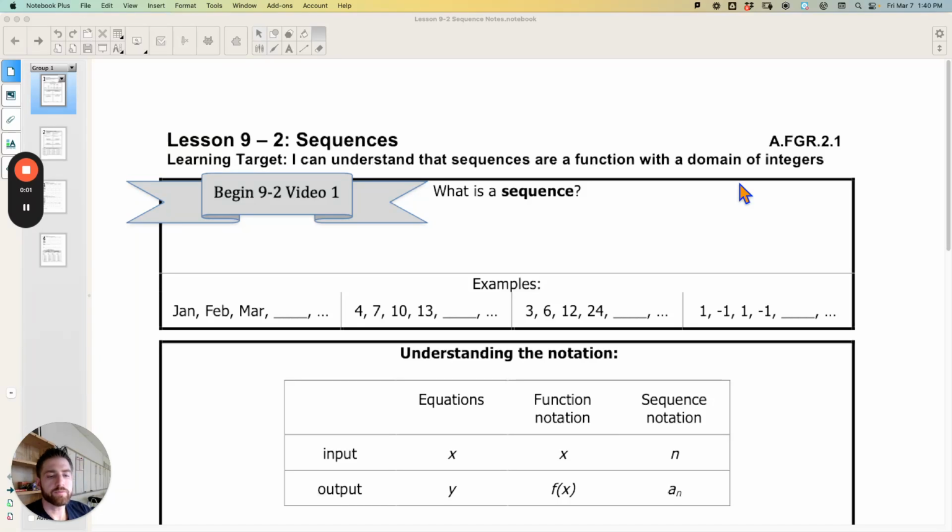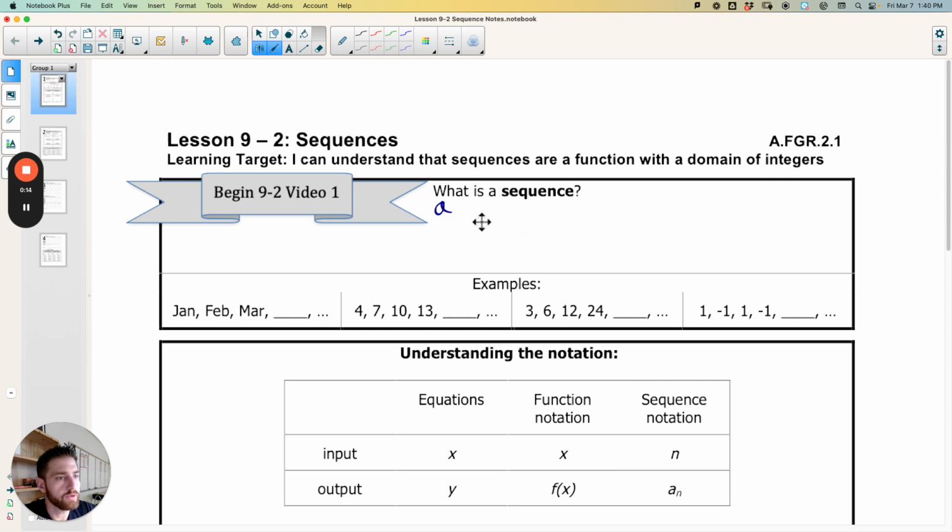Hi everyone, welcome to lesson 9-2 video 1, and we're going to start talking about what sequences are. So to begin with, we're going to answer this question: what is a sequence? And we're just going to keep it simple and say that a sequence is a list of terms that follow a pattern.